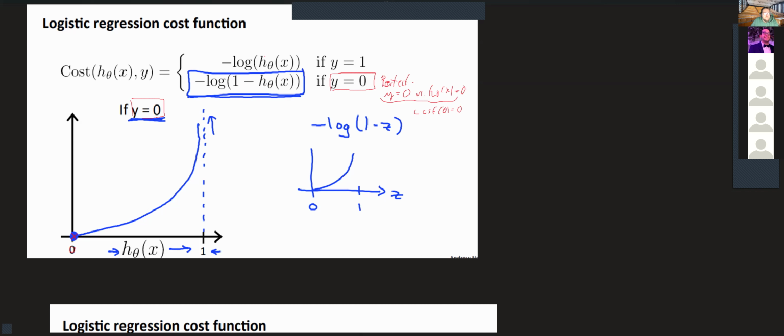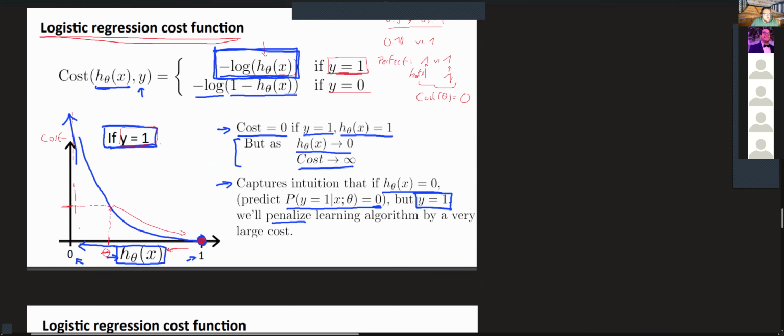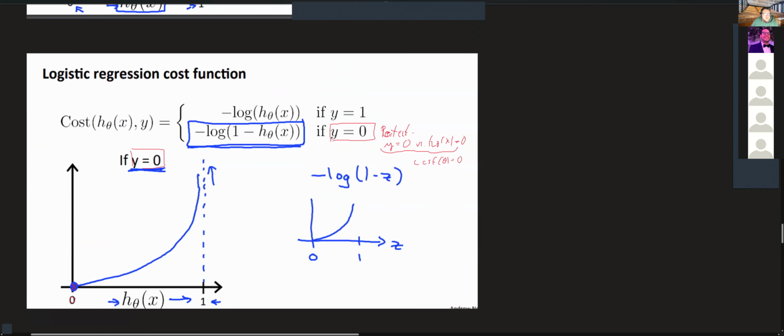Now, as you can see, in the case of y equals 1, we want this to be 0. So minus log of 1 is 0. Now here, we also want minus log of 1. The problem is that this, in the perfect case, is 0. So if we leave it at that, it would be the complete opposite.